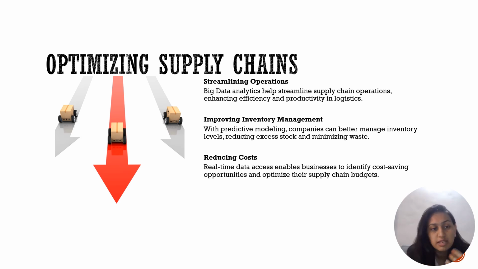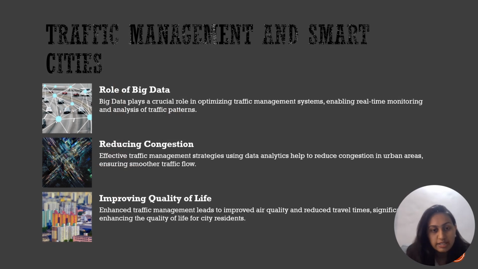This is how it would optimize the supply chain. And traffic management in smart cities, as I said, Google Maps helps a person reach a destination. It would show you that the road is going to be busy, this is the best way to use, or this time is going to be so and so, and alternative ways to reach. This is how traffic is managed.